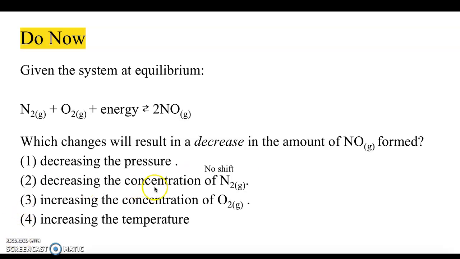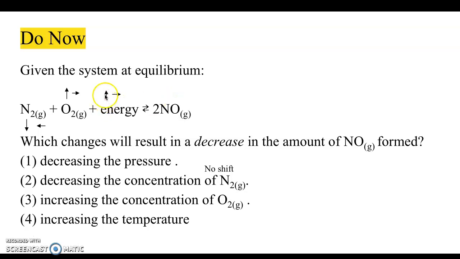Option number 2, decreasing the concentration of nitrogen. So if we decrease the concentration of nitrogen, our equilibrium is going to shift in order to replace it or start producing nitrogen again. So we're going to see a left shift, or we're going to favor the reverse reaction. Number 3, if we increase the concentration of oxygen, we're going to experience a right shift, or favoring the forward reaction, because we're going to want to use up our excess oxygen. So we're going to experience a forward favored reaction.